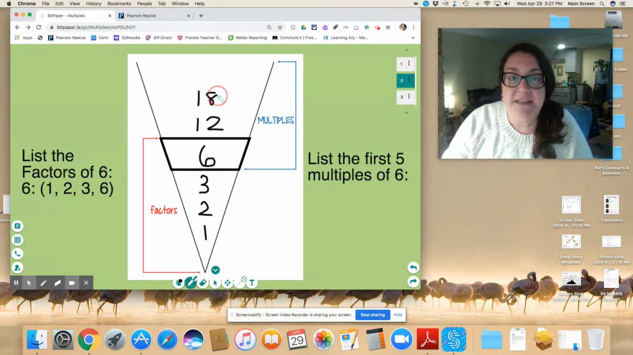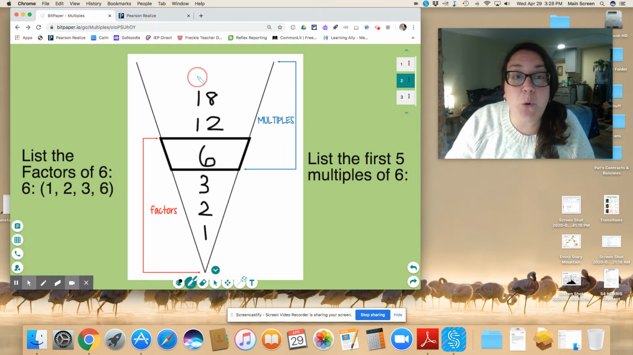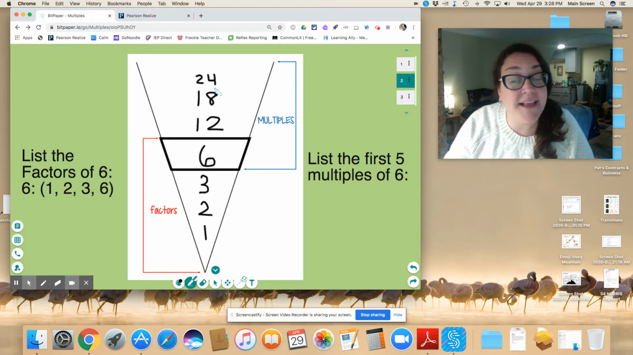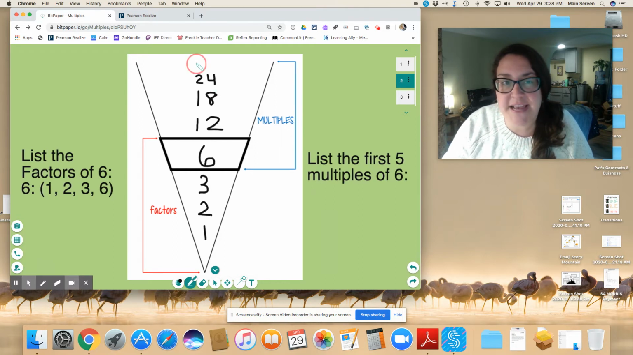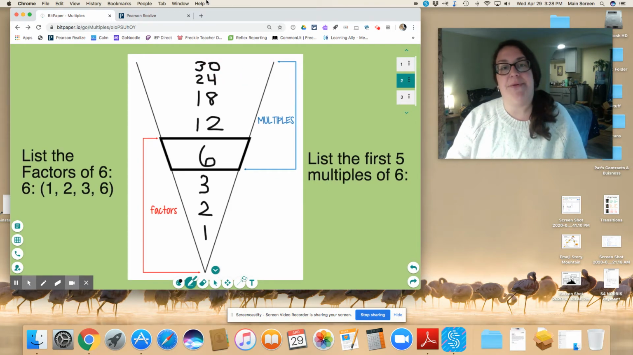Good. So after 18, we would do 6 times 4, which is 24. 6 times 5 is, what is it? Come on, think of it. 30. So you see, you just keep on going up, okay?